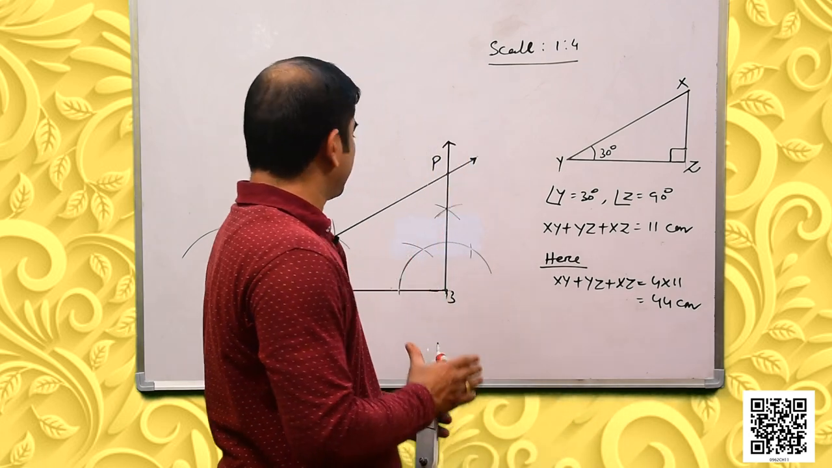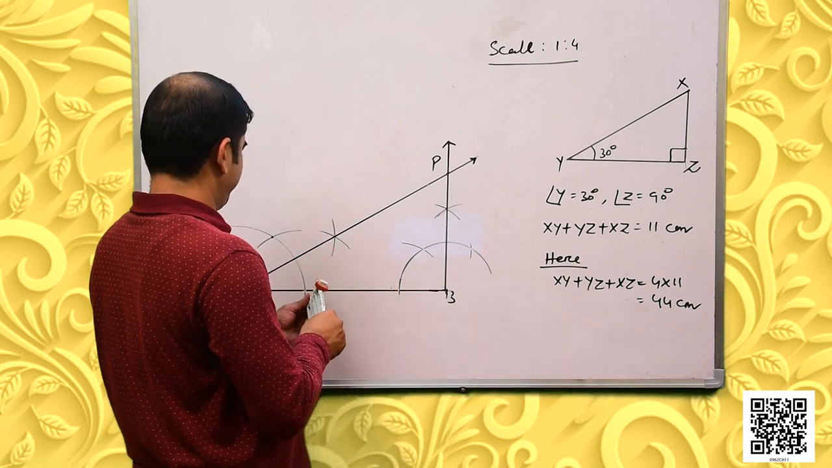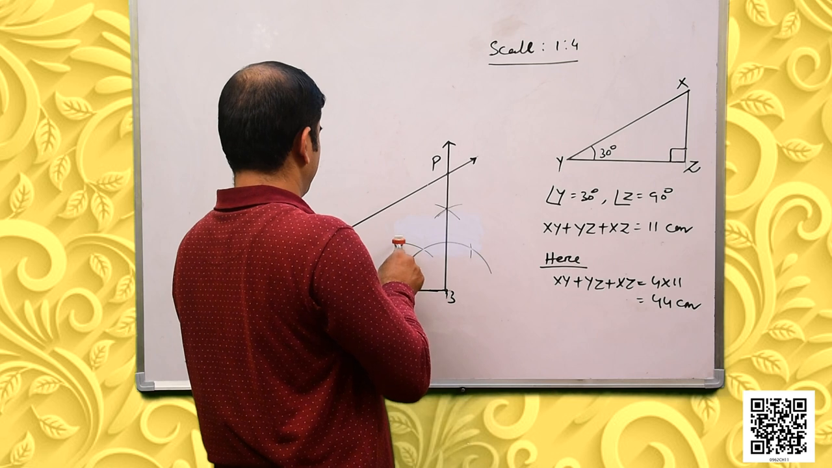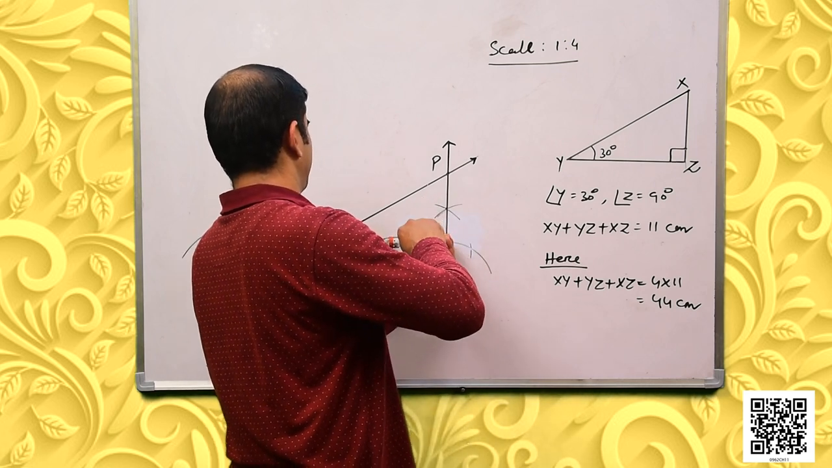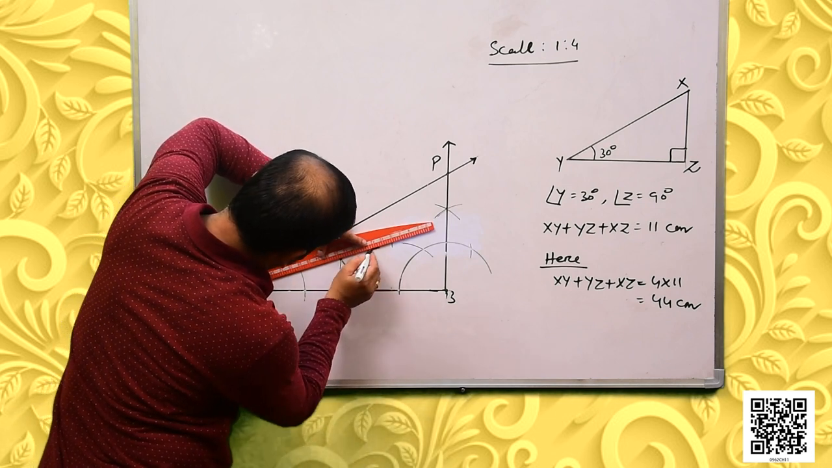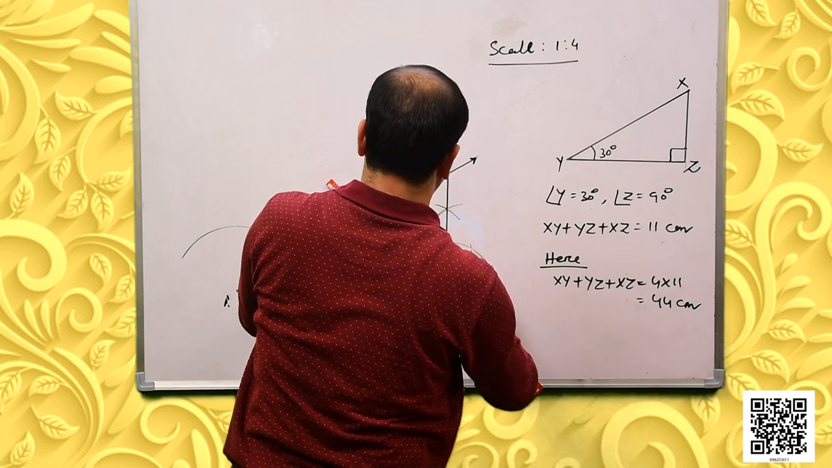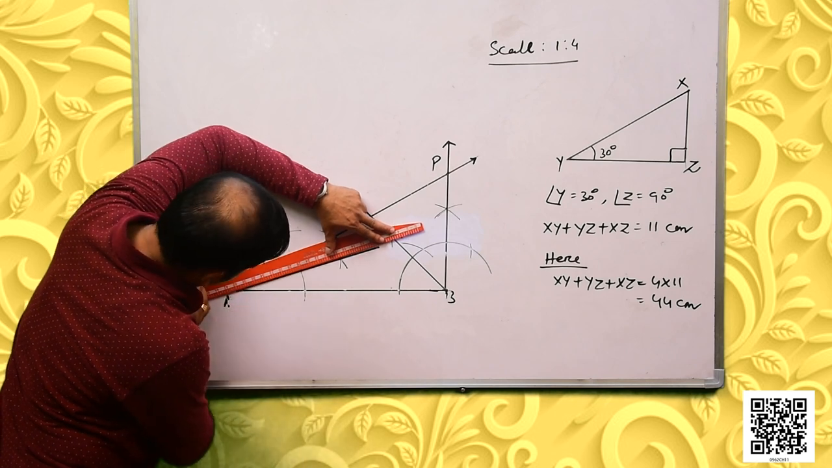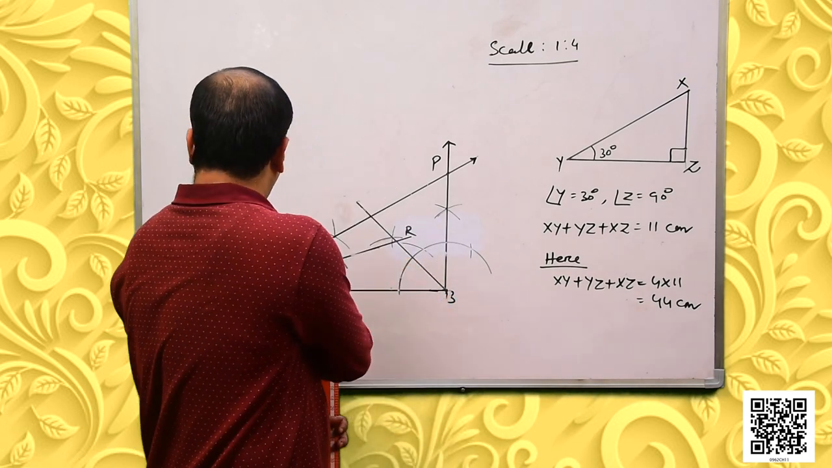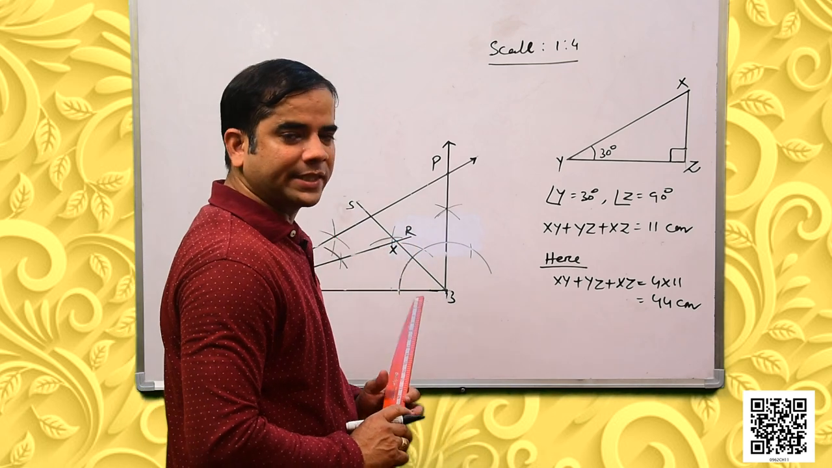Fine. Students, let us now construct the bisector of both the angles, that is angle A and angle B. We have drawn the bisector of angle A, that is AR, and the bisector of angle B, that is BS. Let them meet at X. So the point of intersection is X.